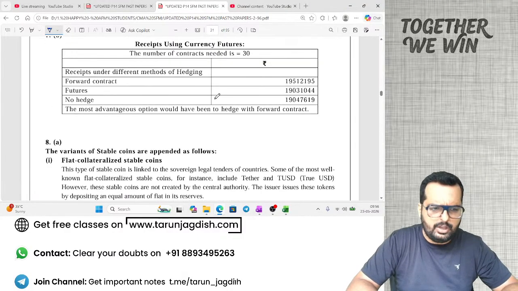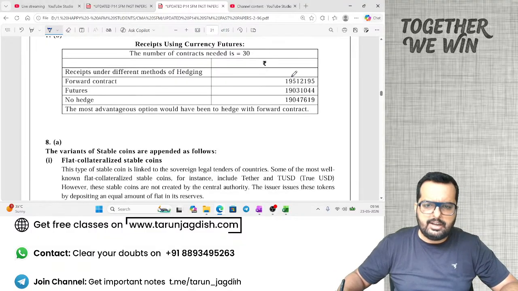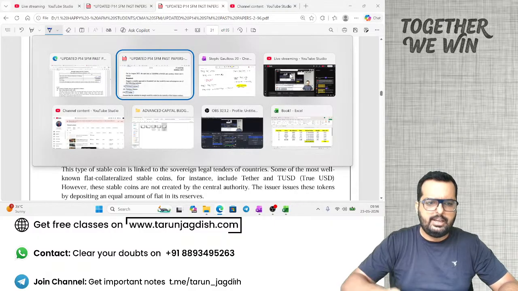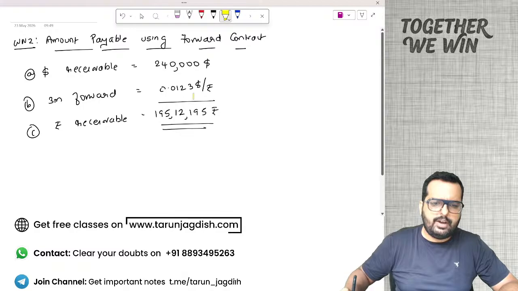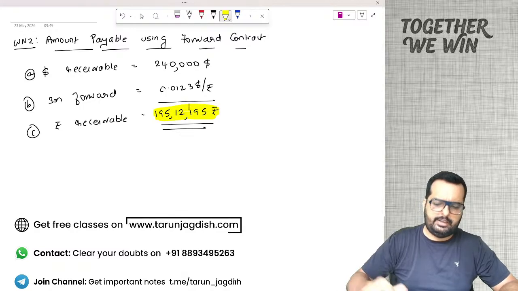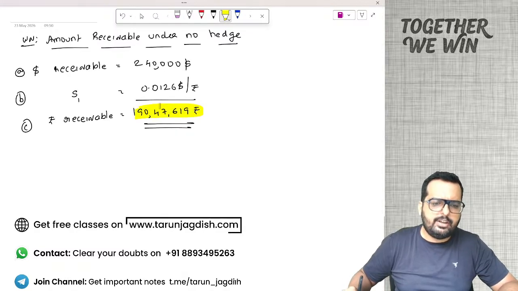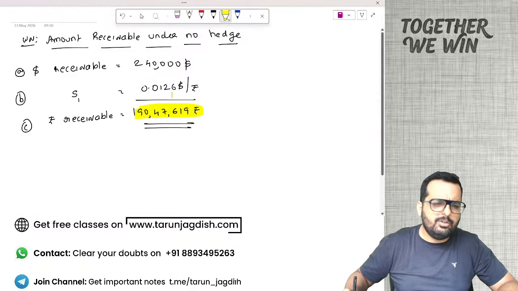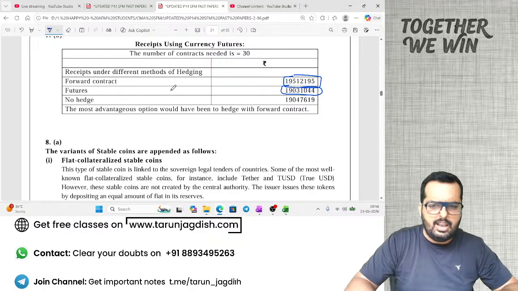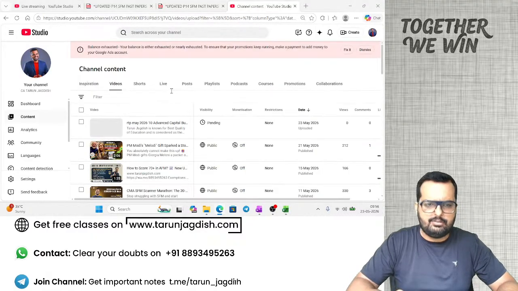We'll confirm it now only. Let me take the one. Forward contract 195 lakh 12,195. Shall we check? 195, 12, 195. This part is correct. Next one, 190, 47, 619. 190, 31. So it's almost rounding off difference only, friends. Last one, 190, 47, 619.